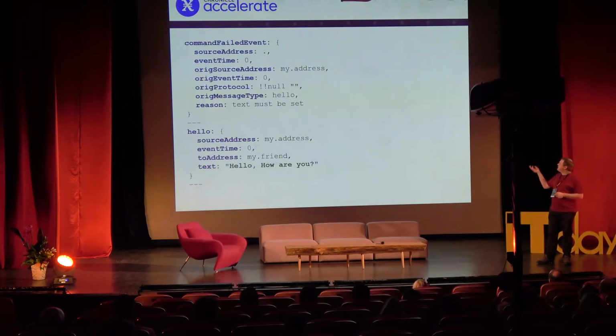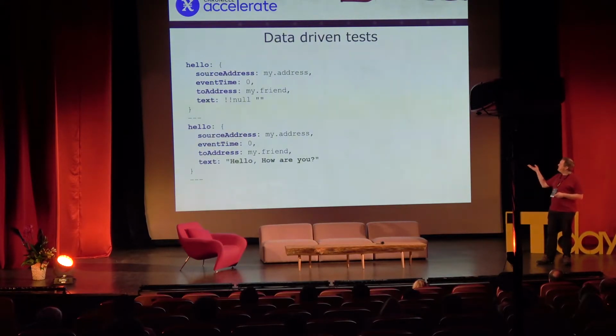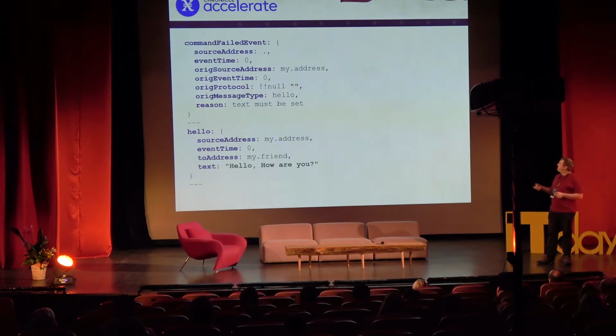And so this is the output. The first message is rejected, and this is because the text is null, and the second message is accepted. So we expect to get this as the outcome.